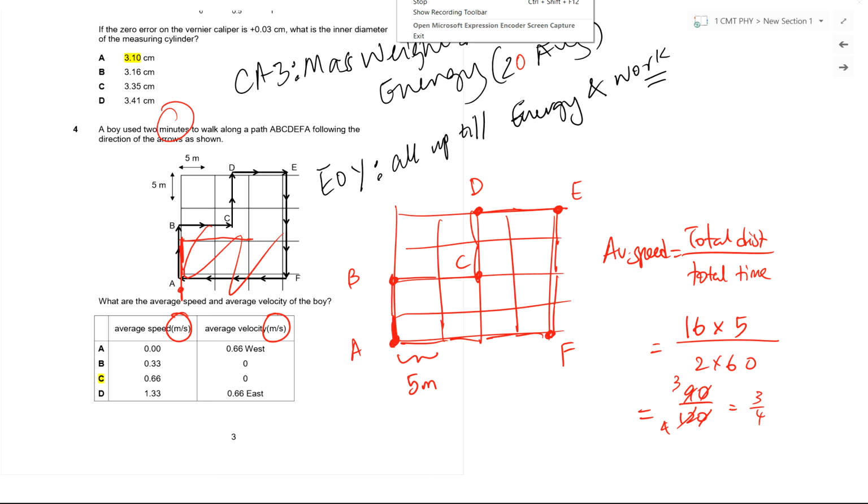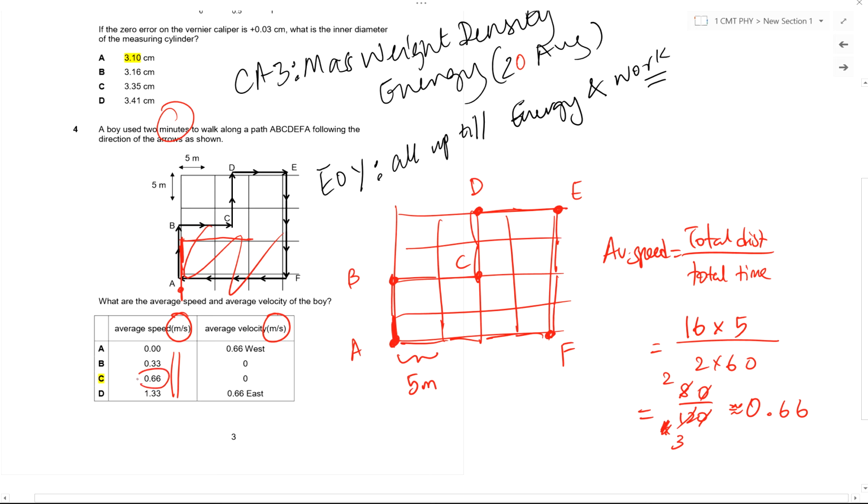Did I make an error? So this is not 90. We should have 80. Cancel, cancel. So we've got divided by 4. No, 2 and 3. Okay, so we get approximately 0.66. So therefore, out of all these options, only C gives us the correct answer. I'm quite sure that that'll be the answer already.